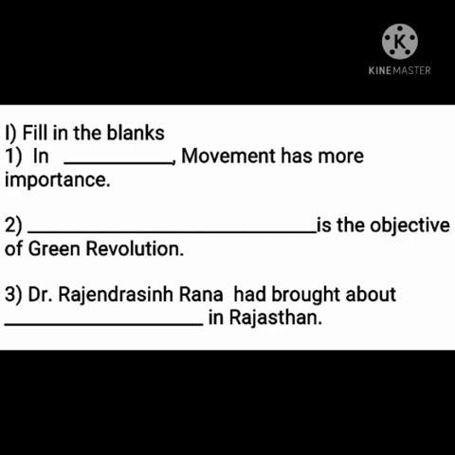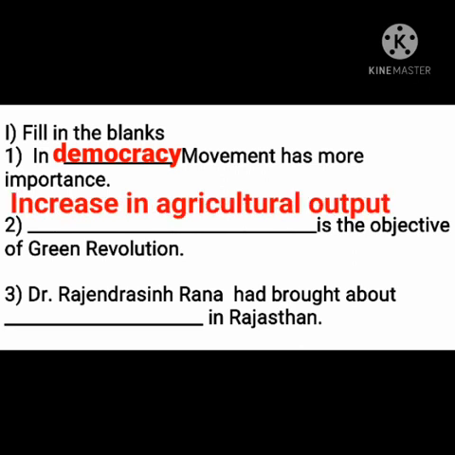So the first fill in the blank is: dash movement has more importance. So the answer is democracy. In democracy, movements have more importance. Now read the second one. Dash is the objective of green revolution. So what is the main objective of green revolution? That is increase in agricultural output. That means more production. So write down the answer, increase in agricultural output.